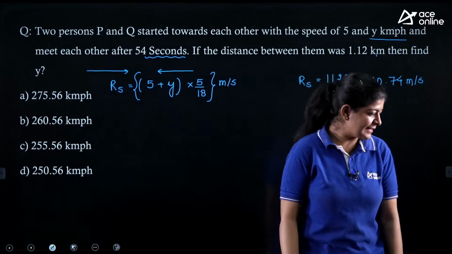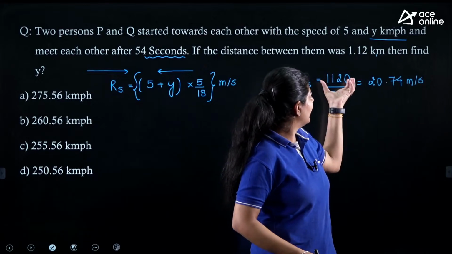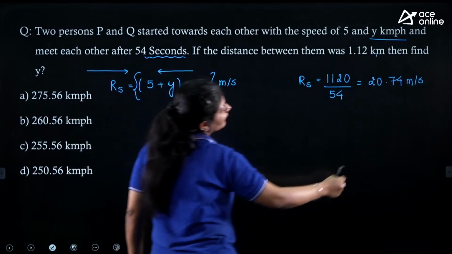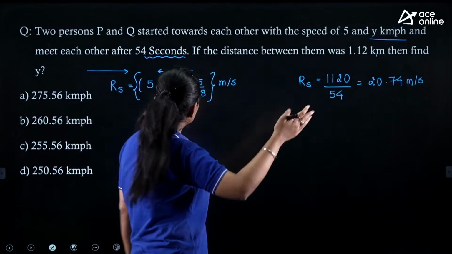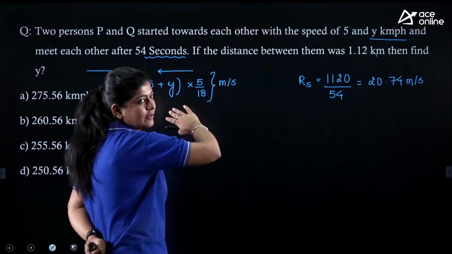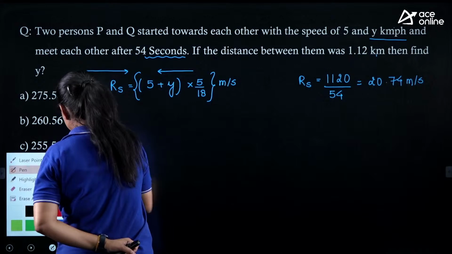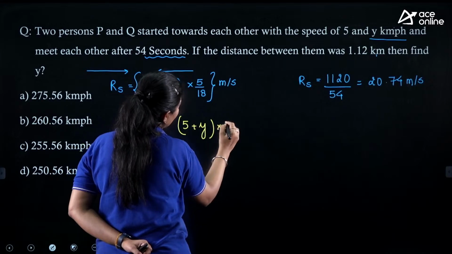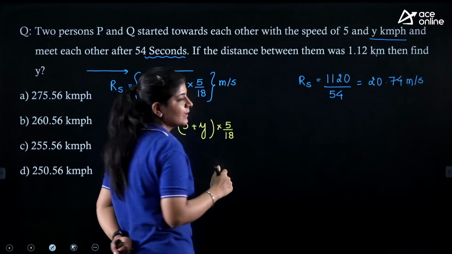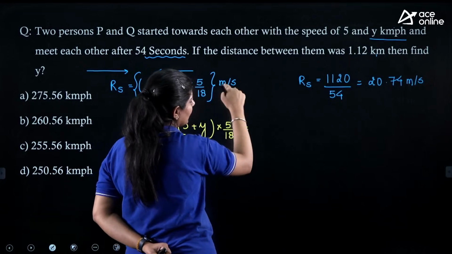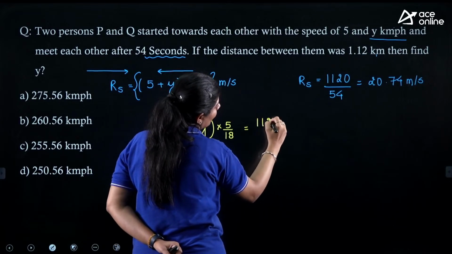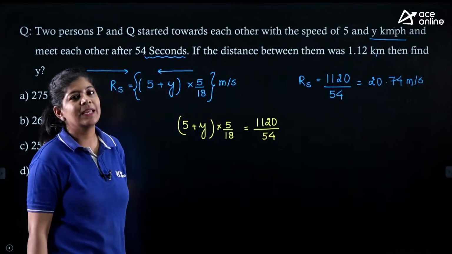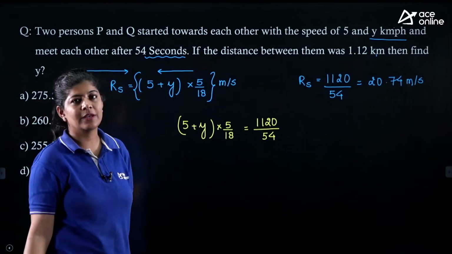Now, the next step that we need to do is, we simply need to equate this one and this one together, and ultimately we will get our answer. Instead of solving these particular values separately, you can directly start calculating it, right? So I can write it as (5 plus y) multiplied by 5 by 18. This is nothing but the relative speed in meters per second, which is 1120 divided by 54. Now you can simply solve this and easily calculate the value of y.